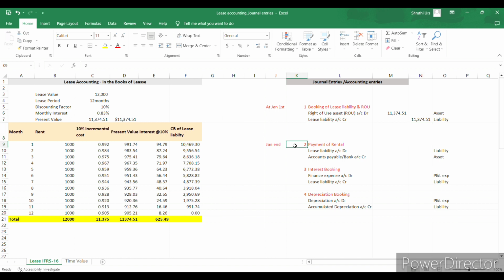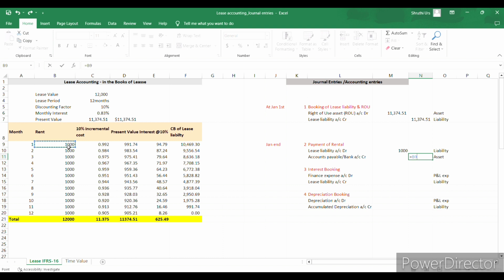So at the end of each month, these three entries will be the same. The first entry will be recognizing the rent paid for that month. So what would be the entry? We'll see. Lease liability account debit. Why we are debiting means we are making the payment, we are decreasing our liability. So lease liability account debit, which is 1000, and we are crediting our bank account or accounts payable account.